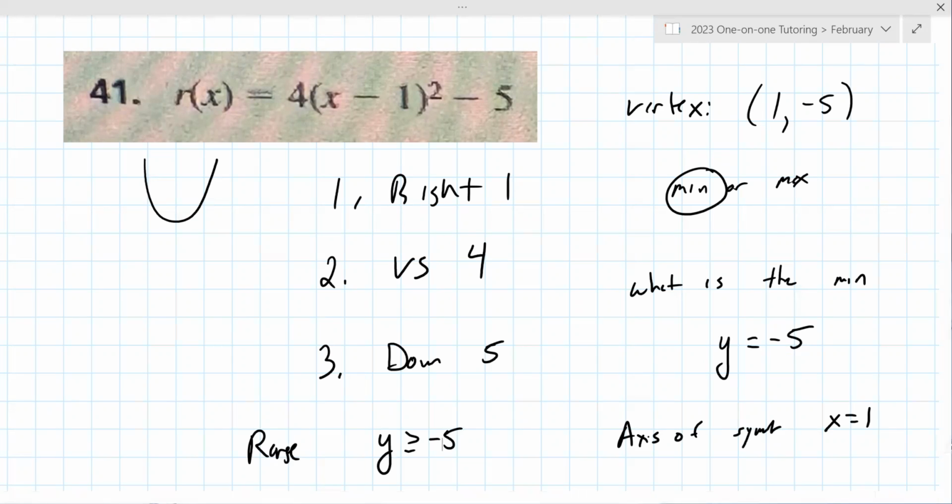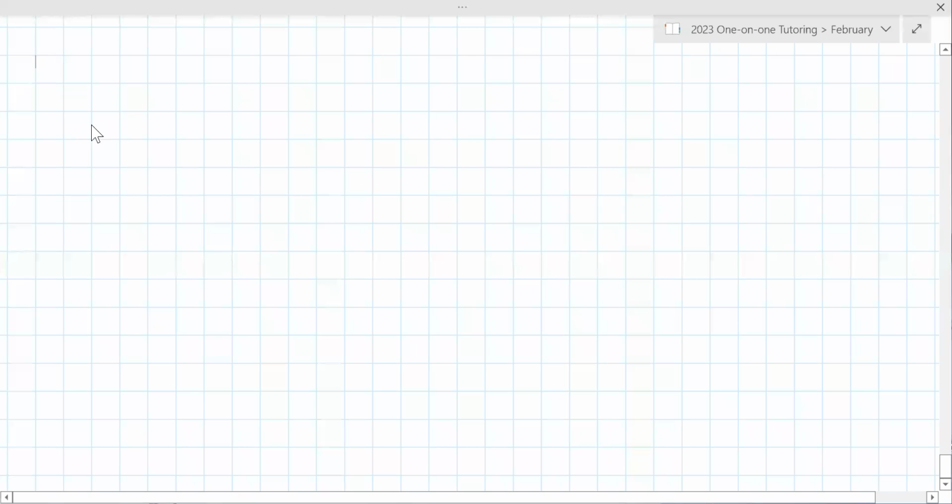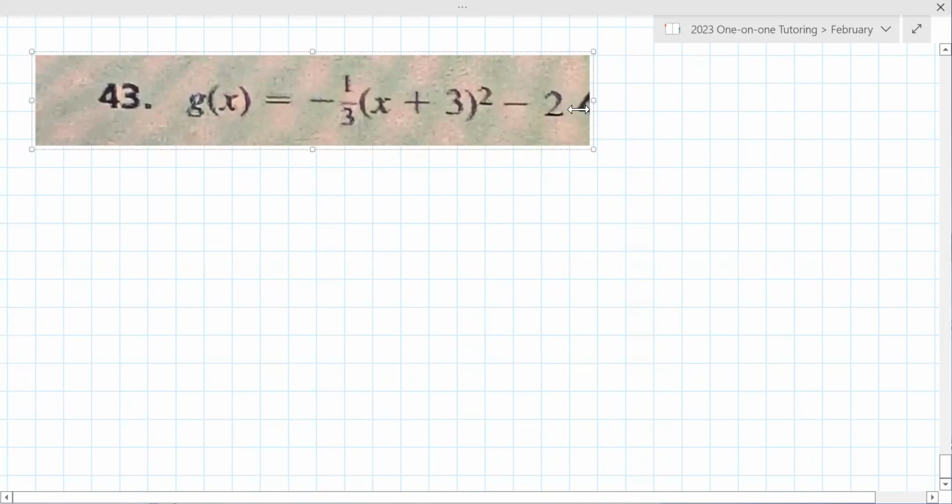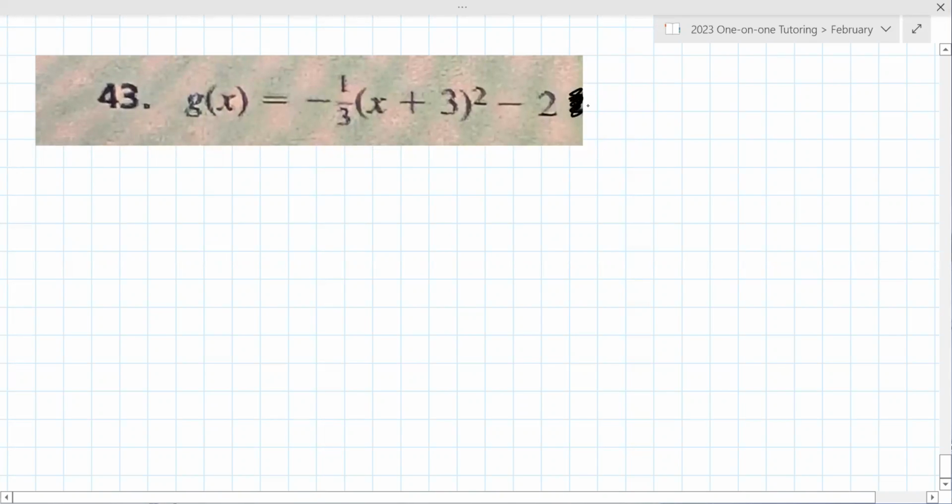Okay, so a bit more practice here. Let's go 43. It's got a bit more going on here. It's the same thing here. I want you to list the transformations. And that's nothing there on the right. So first it moves to the left 3. Okay, I agree. Then it's a vertical shrink of 1/3.